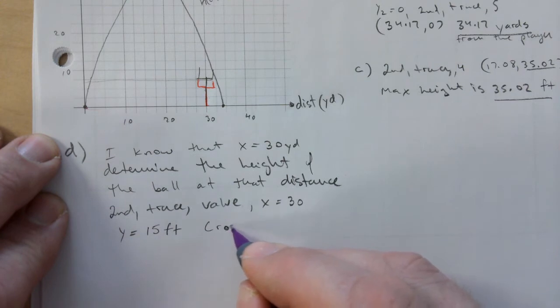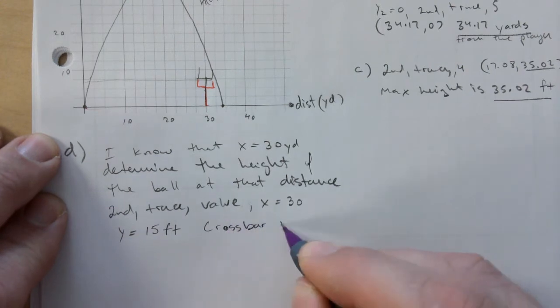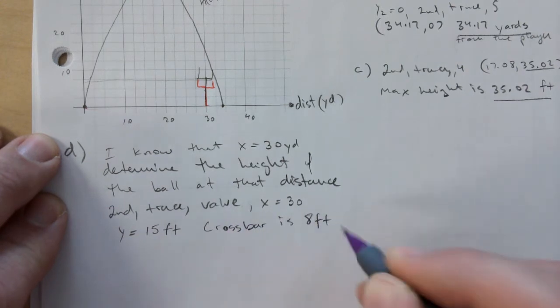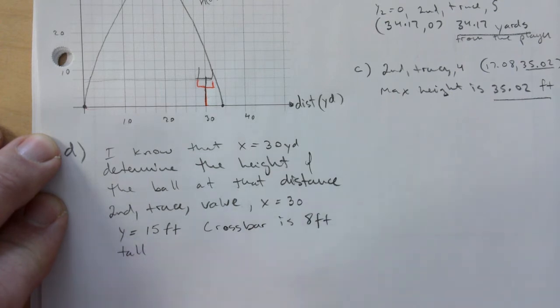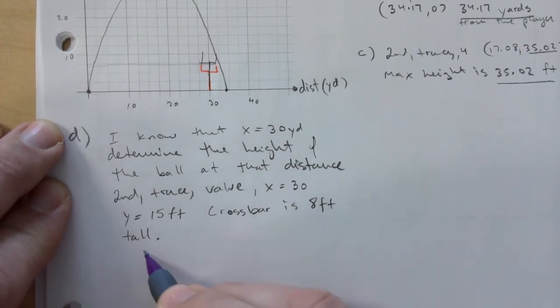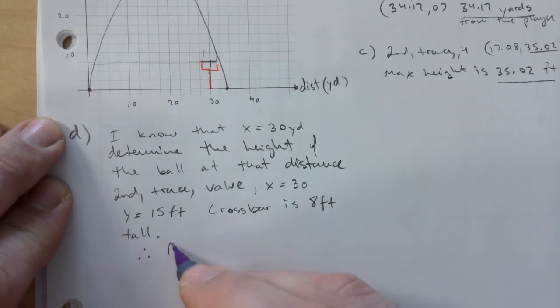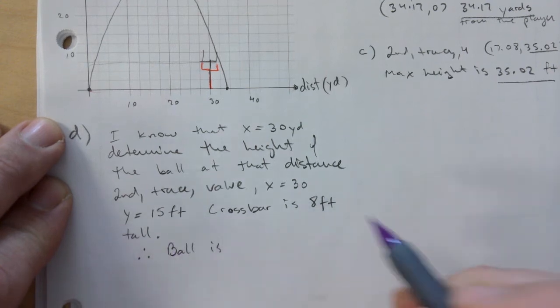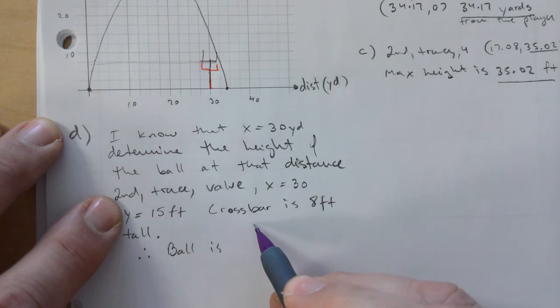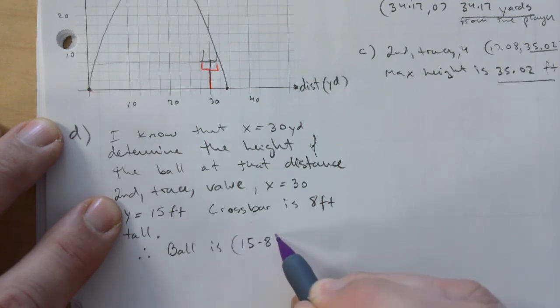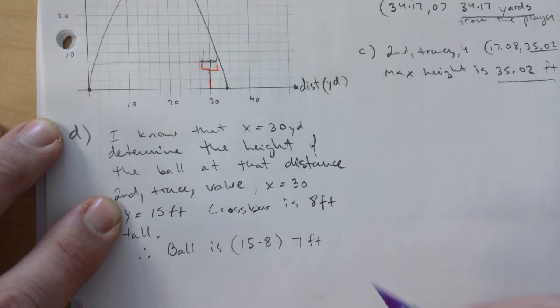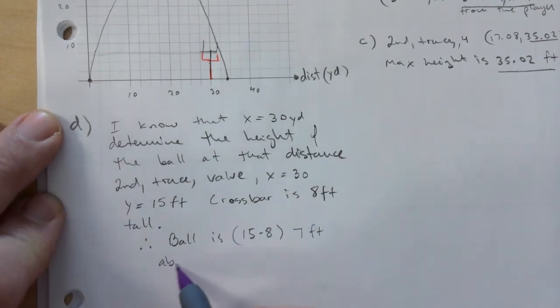So the crossbar is 8 feet tall, right? Therefore, the ball is, just go somewhere on the side here, 15 minus 8, right? And that is 7 feet above the crossbar.